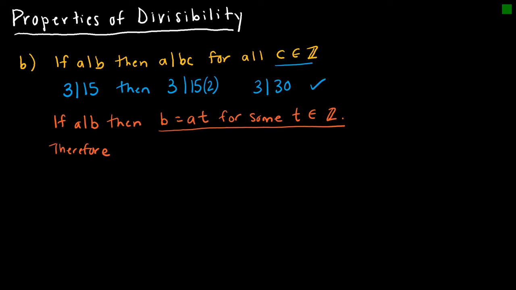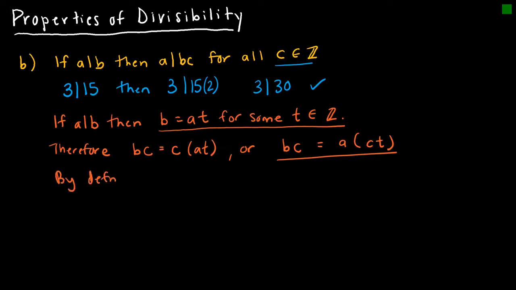we can say that BC equals C times AT, essentially just multiplying by C on each side. And if I rearrange this, I could say BC is equal to A times CT. And again, now we're just looking at the definition of division. And so by definition, A divides BC, again, because A can be multiplied by that integer CT.